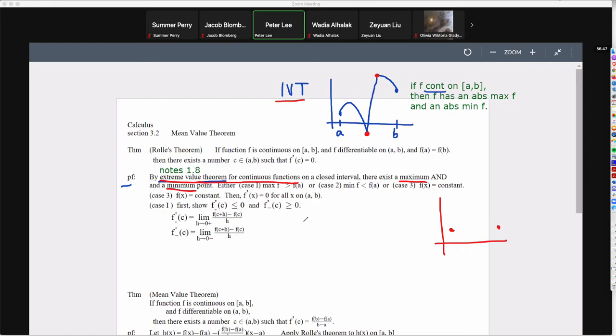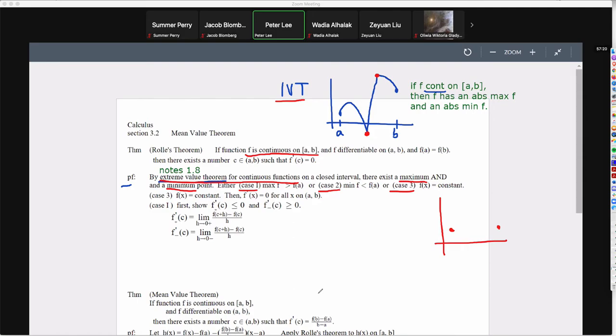Now, in our case, do we have a continuous function on a closed interval? Yes, we do. We have the assumption we need for the extreme value theorem. That means we can apply it, and that means we have a max and we have a min. So now we are going to divide this into 3 cases: case 1, case 2, and case 3. One of the 3 things will happen.